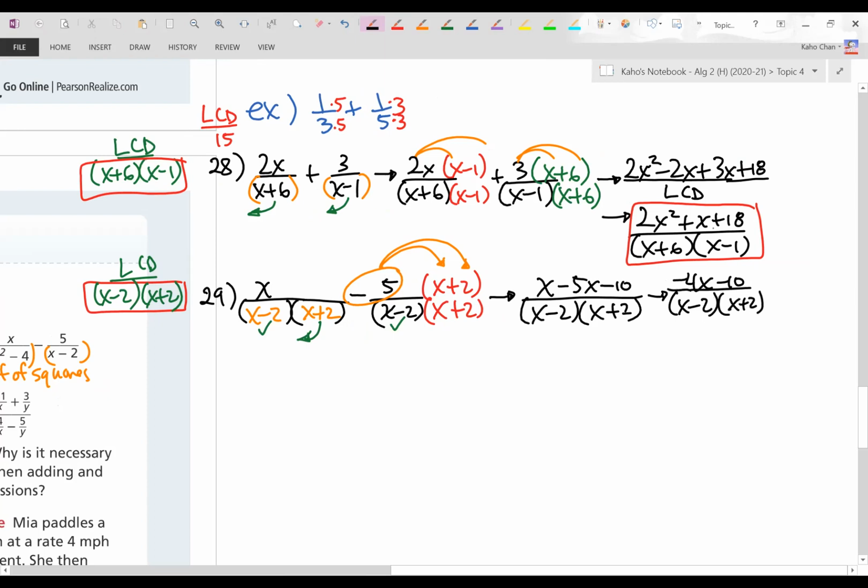I want to make sure that nothing cancels out there. What if I took out a 2? Would that change anything? Can I reduce anything? Let's see. No, nothing cancels. Sometimes you have to check to see if anything cancels. Yay, there it is for number 29.